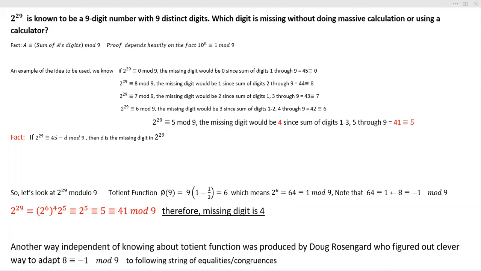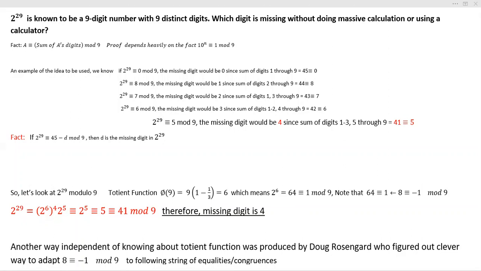Now, let's go ahead and get to the problem, because I was stunned that you could actually even answer a question like this. So he reveals to us that 2 raised to the 29th power is a 9-digit number. And of course, I guess you need to use a calculator to determine that. That's cool, but the thing that makes it a little more interesting and doable is that there are 9 distinct digits.